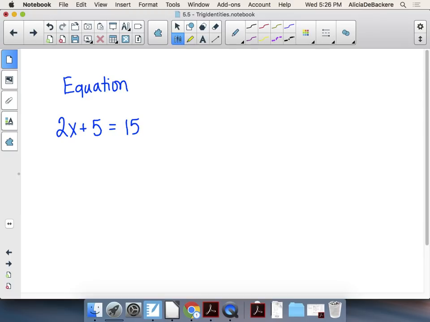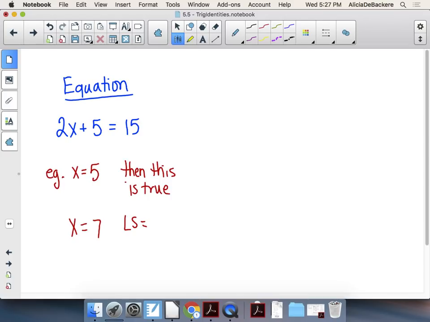There are some numbers for x that will make this statement true, and there are other numbers for x that will make this statement false. So for instance, if I pick x equal to 5, then this statement is true. But if I were to pick x equals 7, then my left side would equal 14 plus 5, or 19, and my right side would equal 15. So that would mean that my left side does not equal my right side, and this is not a true statement.